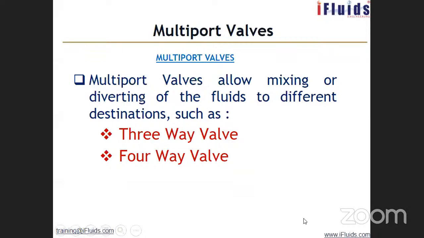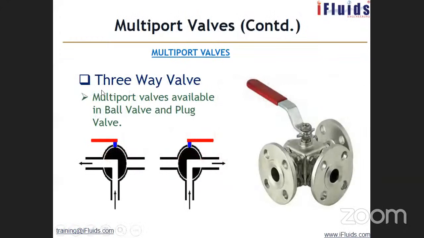Then we have another category of valves which are called multi-port valves. If you want to divert the liquid to more than one direction, it is called multi-port valve. We have a three-way valve and four-way valve. We will see the pictures, you will understand. It is a three-way valve. Okay, three pipes are connected to this valve. Okay, this is the valve. You have 1, 2, and 3.